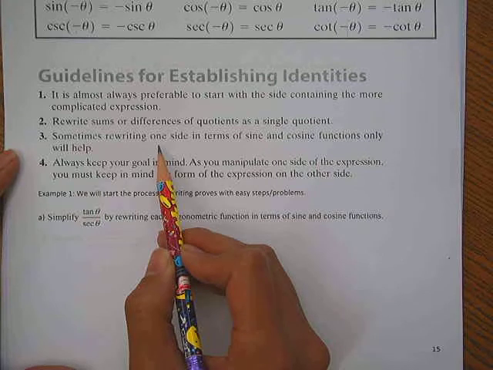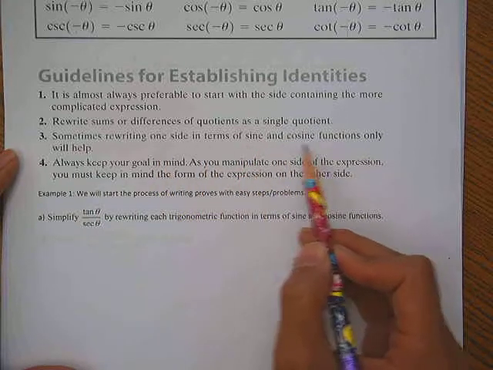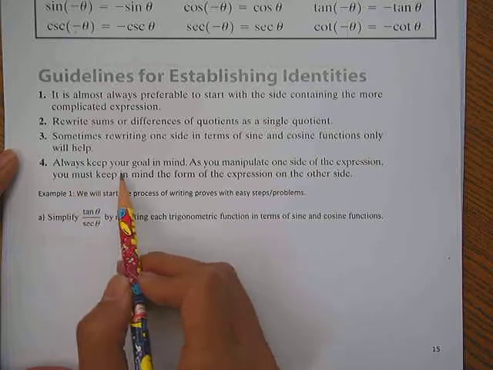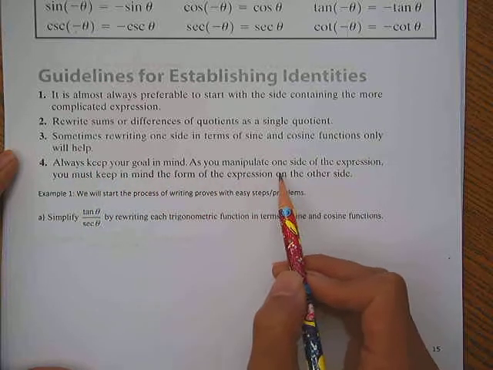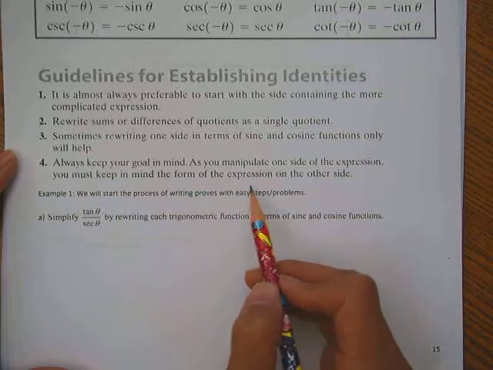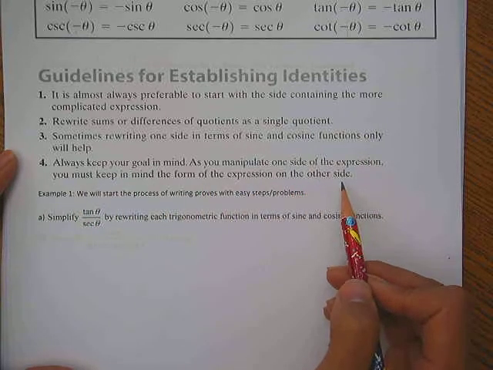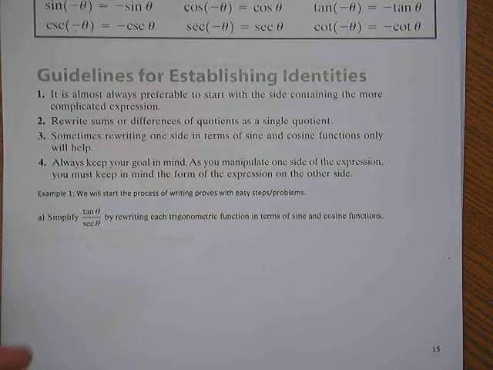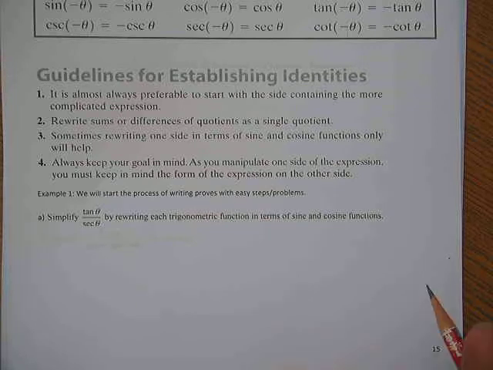Sometimes rewriting one side in terms of sine and cosine functions only will help. Always keep your goals in mind. As you manipulate one side of the expression, you must keep in mind the form of the expression on the other side. Example 1 is just kind of like rules of thumb, the things that you should try if you're stuck.